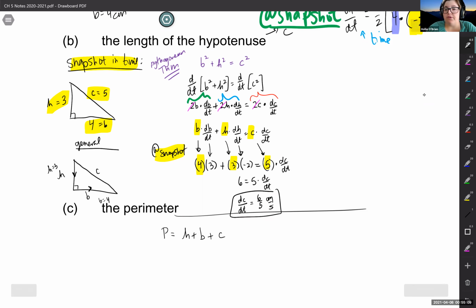So when we go through and take the derivative with respect to time, how fast is the perimeter changing with time? Well, that's going to be, and we take it term by term, the rate of change of our height plus the rate of change of our base, plus the rate of change of our hypotenuse.